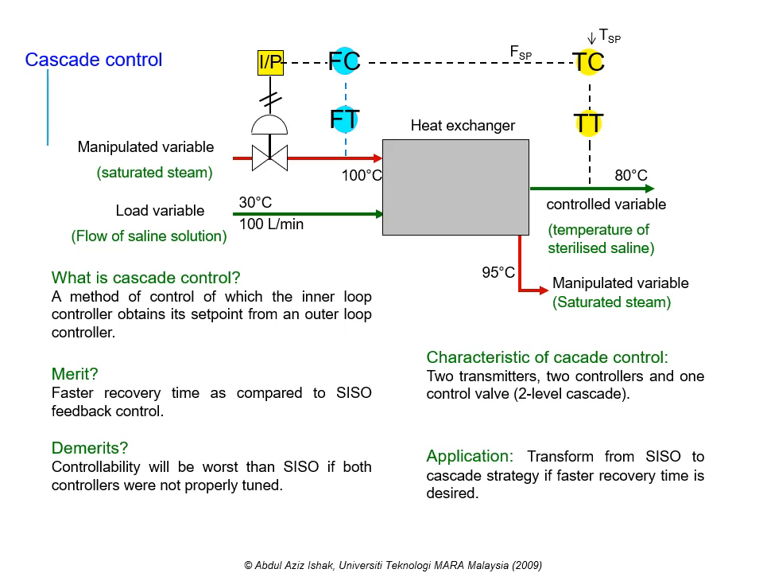For example, in this figure, the temperature controller will drive the set point of the flow controller to keep the temperature at its set point. And then the flow controller in turn drives a control valve to match what the temperature controller is requesting. So in cascade control, there are two loops, which is the inner loop.